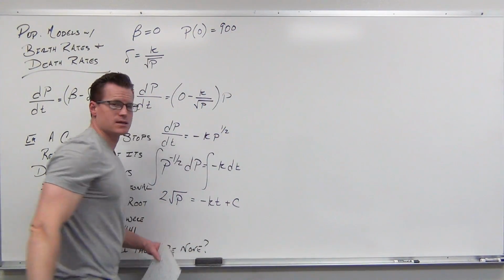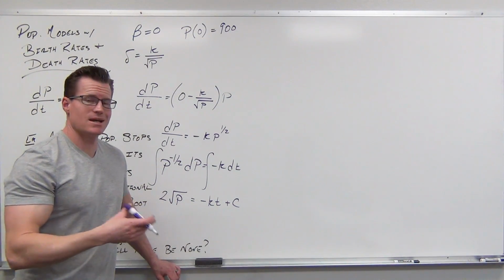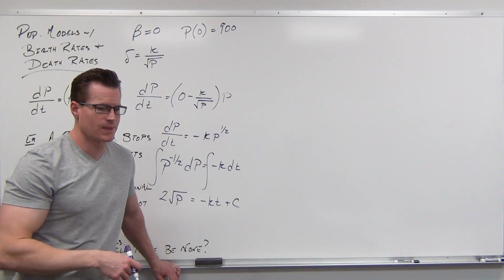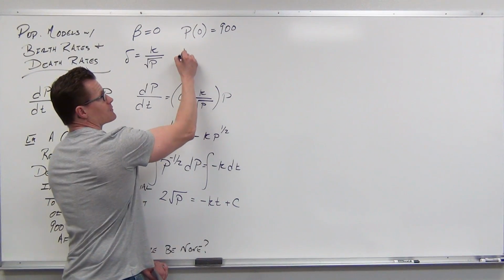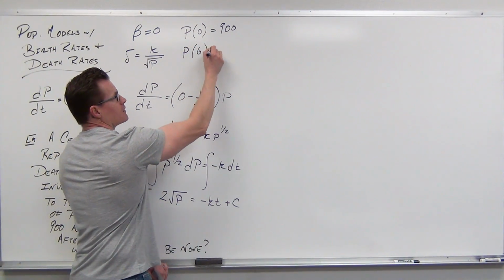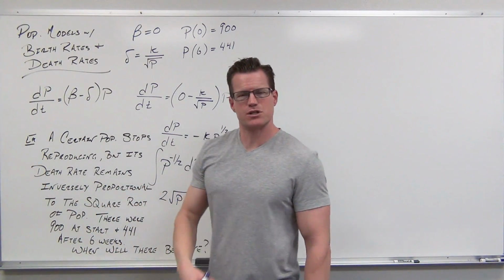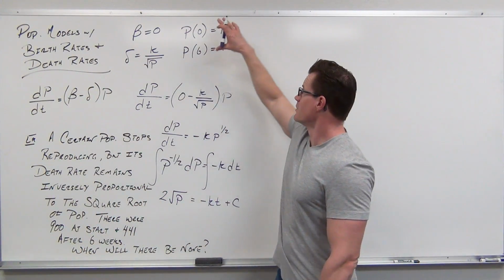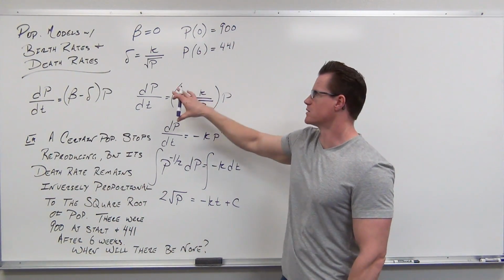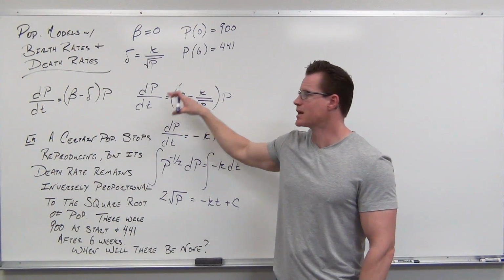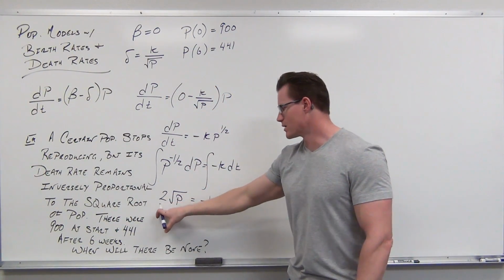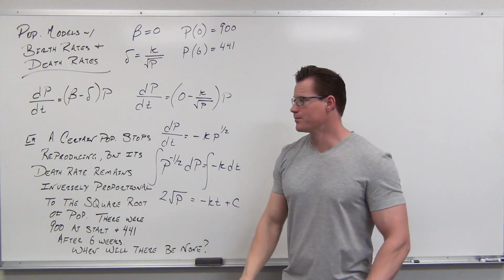When we started this observation, there were 900 units of this species, and after 6 weeks, there were 441. That's something we might want to write down first. Now, just to show you that this cannot be used here, do not start plugging this in, please. Wait until you integrate and get right here. So, again, all the way through.